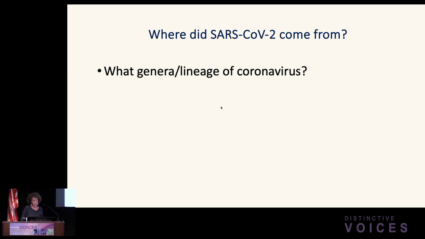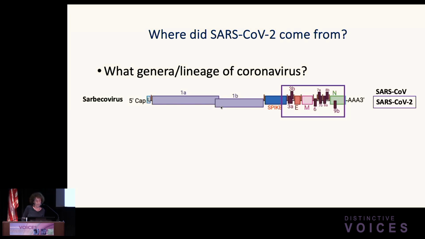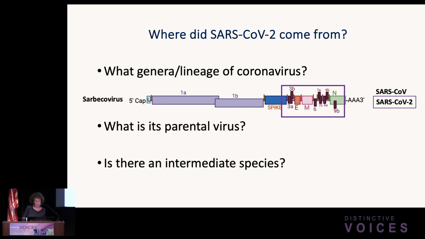We know what genera or what lineage it is. So it's a sarbecovirus, as I showed you earlier. It has this structure and these accessory proteins, very similar to the first SARS-CoV. What is its parent virus? And is there an intermediate species?